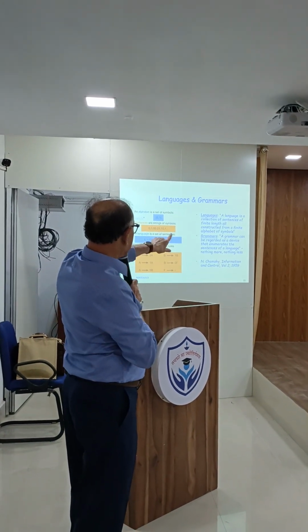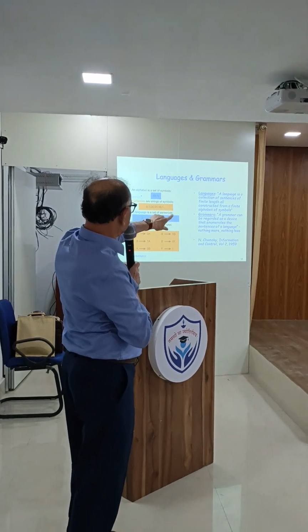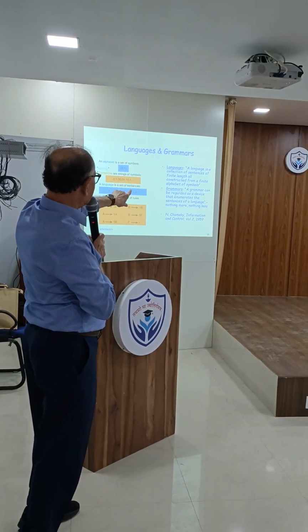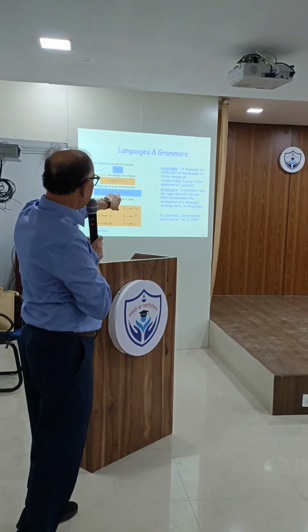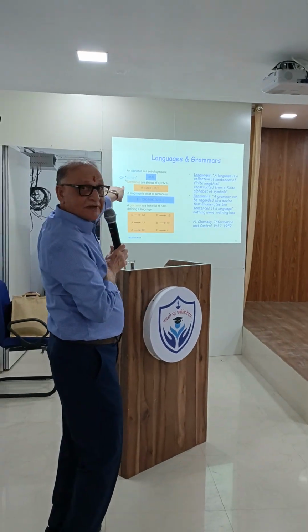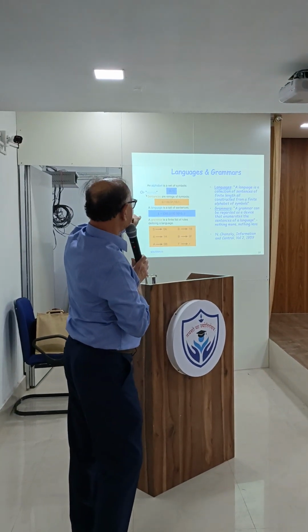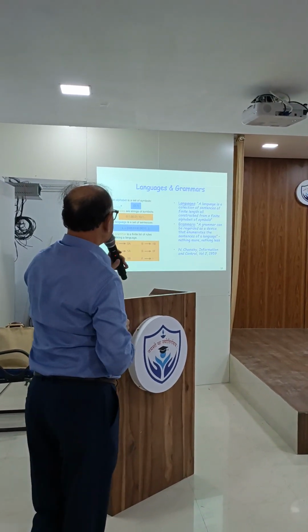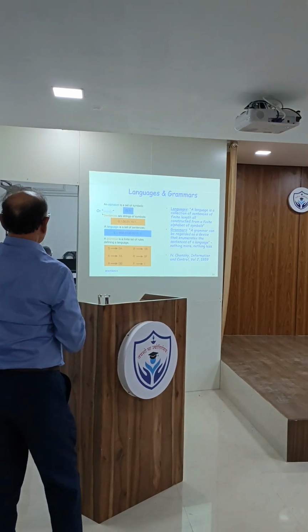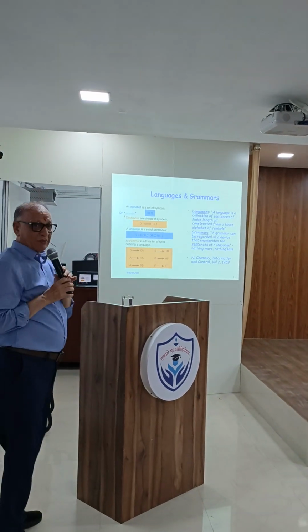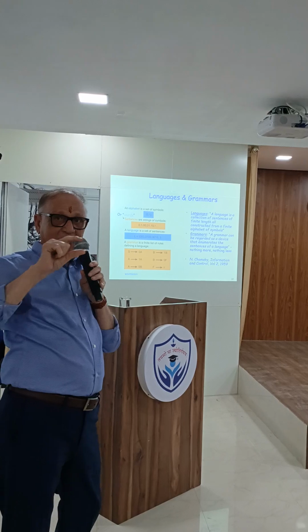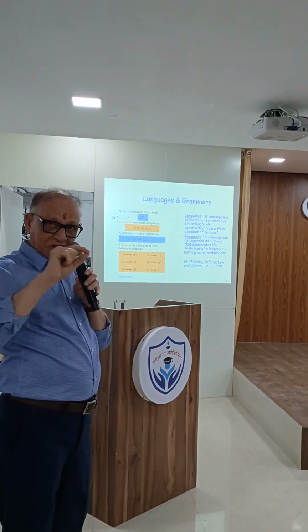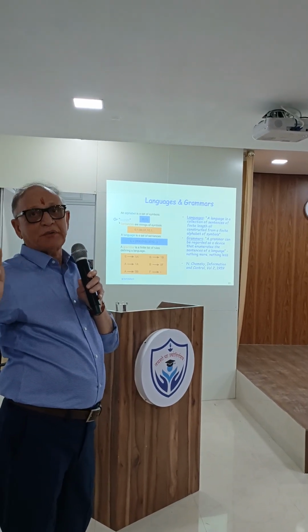It says a language is a collection of sentences of finite length constructed from a finite alphabet. From the alphabet you construct sentences. Now grammar can be regarded as a device that enumerates the sentences of the language. So from here I can generate a number of sentences.